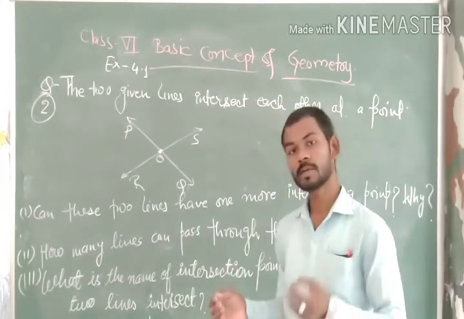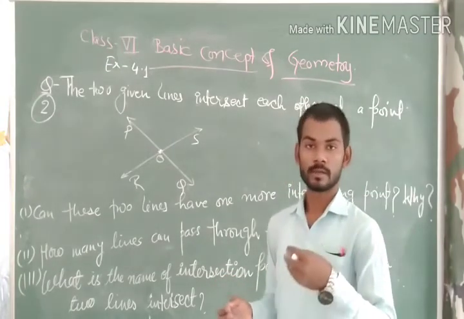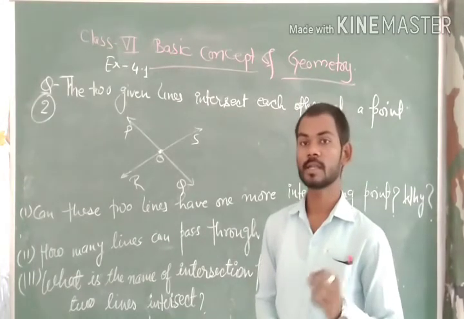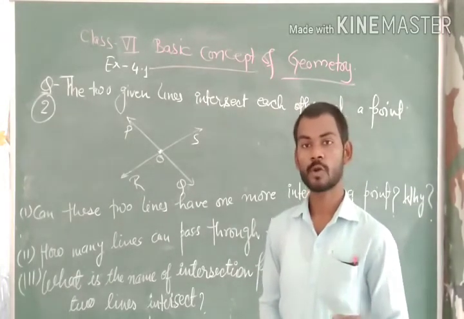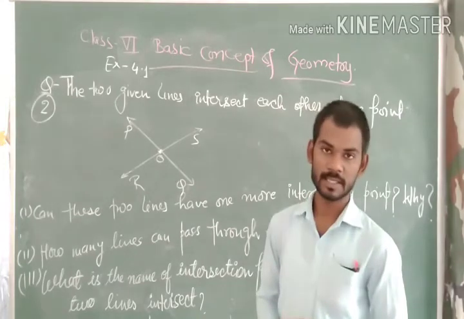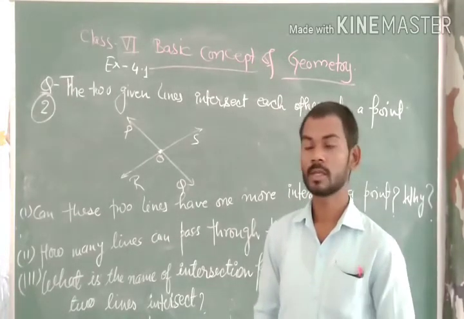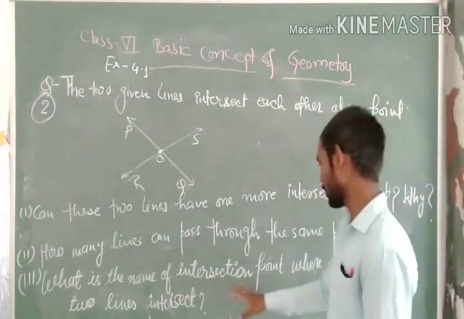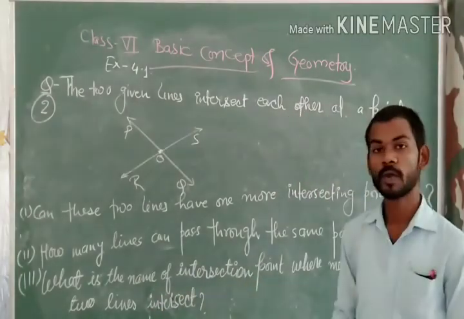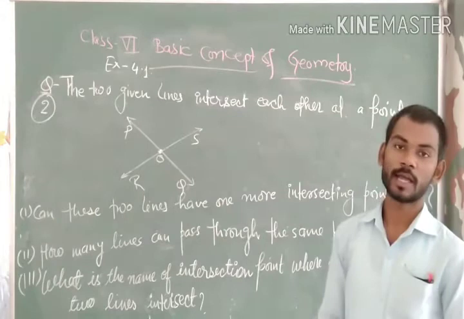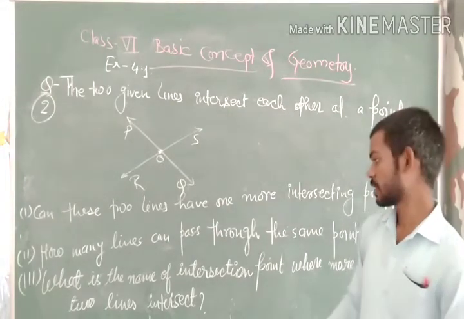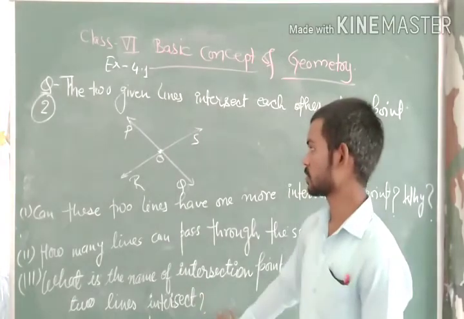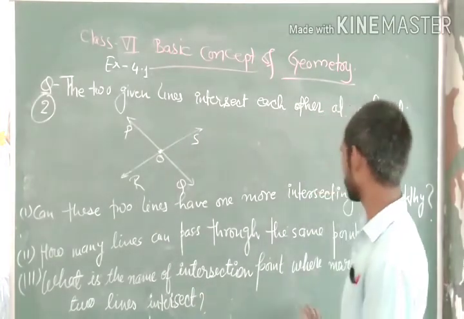The point from where more than two lines intersect is called the point of concurrency, and the lines are known as concurrent lines. The answer of the last question, that is, what is the name of the intersecting point where more than two lines intersect, is concurrent point. This is the solution of all these three questions.